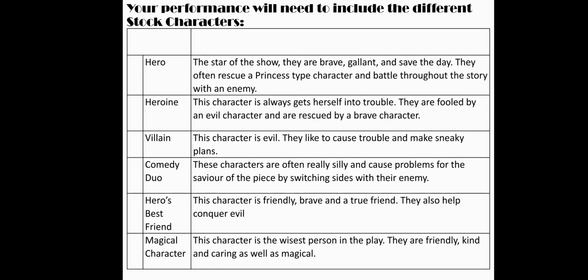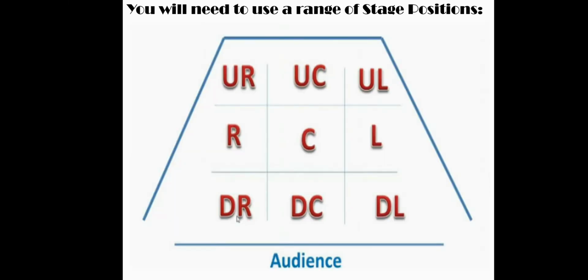Your performance will need to include all the different stock characters: hero, heroine, villain, comedy duo, hero's best friend, and the magical character. You will also need to use a range of stage positions. You can refer to this diagram, which can be found on your Knowledge Organiser at the front of your books.